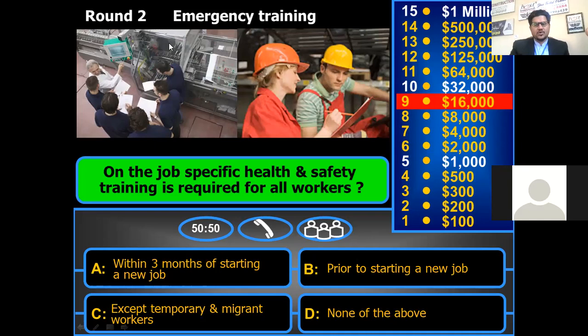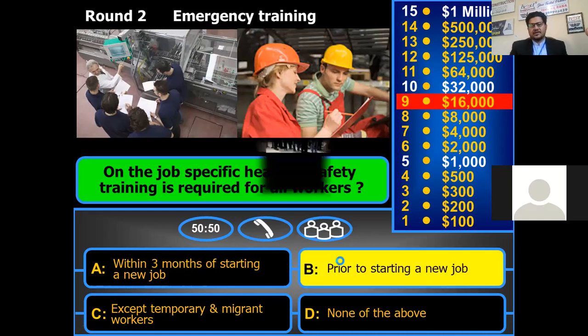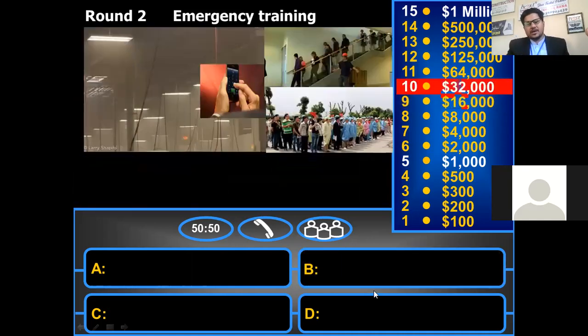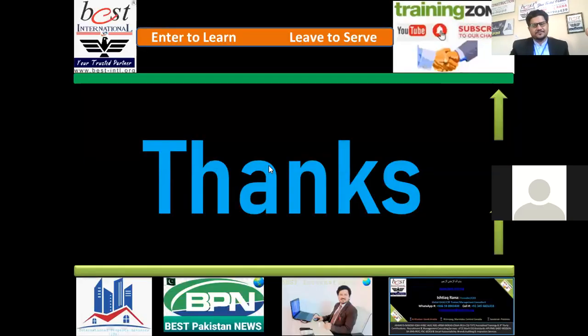So, Mr. Yusuf, you'll go with B. Okay, so Mr. Muhammad Al Ghamdi, you'll go with B. Okay, so B is the right answer, mashallah. B is the right answer. Correct, mashallah. So prior to starting the job. Now, look at the picture first.